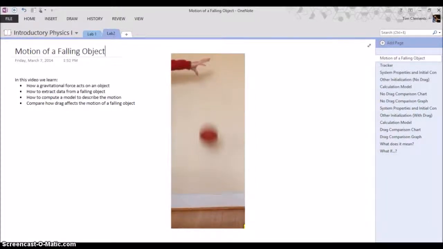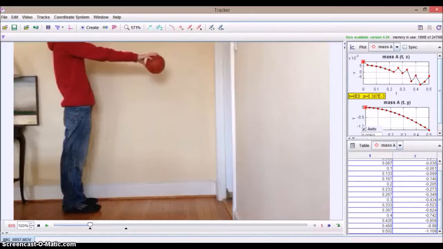Lab 2, Motion of a Falling Object. In this video, we will learn how a gravitational force acts on an object, how to extract data from a falling object, how to compute a model to describe the motion, and we will compare how drag affects the motion of a falling object. For an example of a falling object, I dropped a ball.